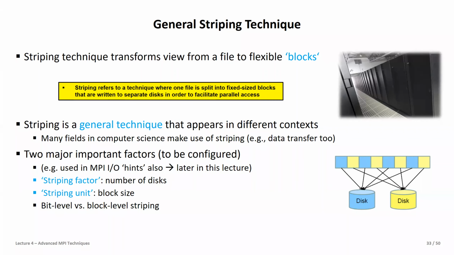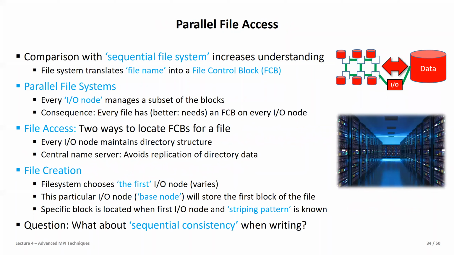But this is something you can also optimize a little bit to get some application performance out of it when you use MPI-IO hints, something I will come back to later in this lecture. So when we now think about parallel file access, how could that look?